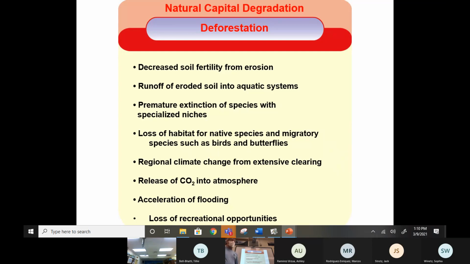So I like to think about renewable resources as those that can be replaced in a human lifetime. So I would say a tree is a renewable resource, but a forest, an old growth forest, is not renewable because it takes too long to come back to that same kind of ecosystem. We lose habitat. We have micro changes in climate. CO2 is put into the atmosphere. We have more flooding. We have fewer recreational opportunities.